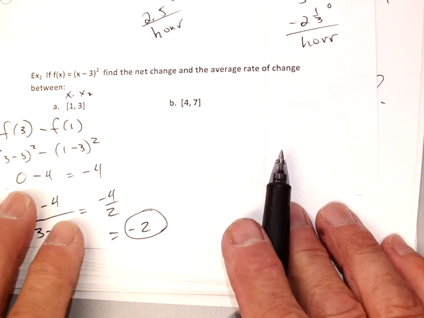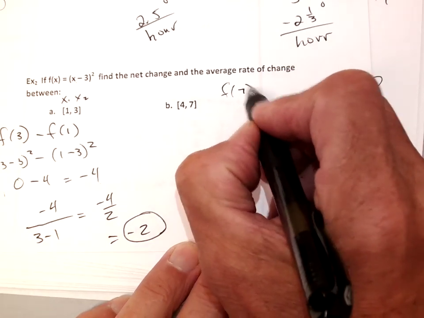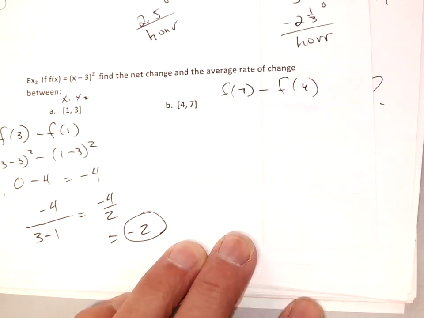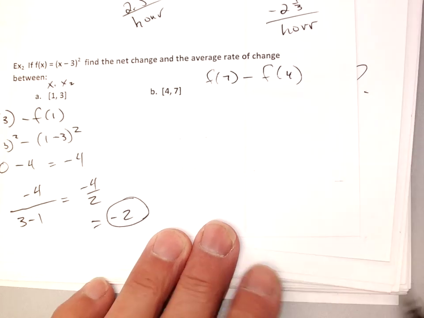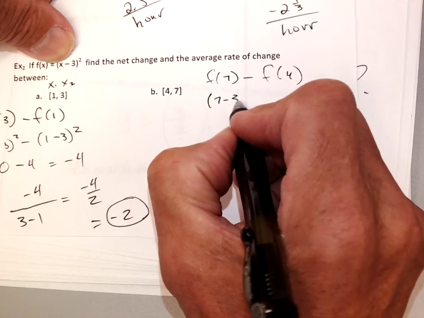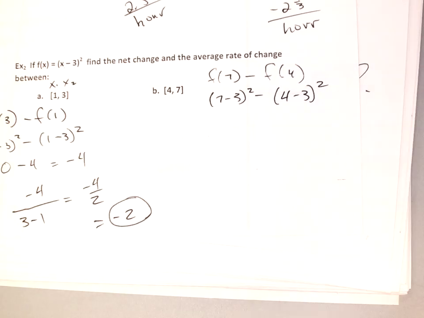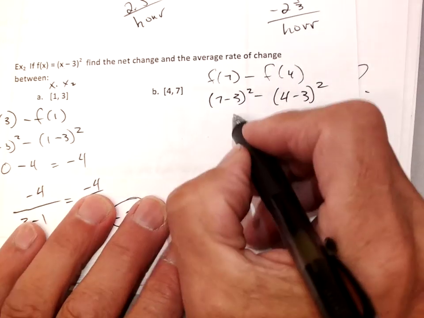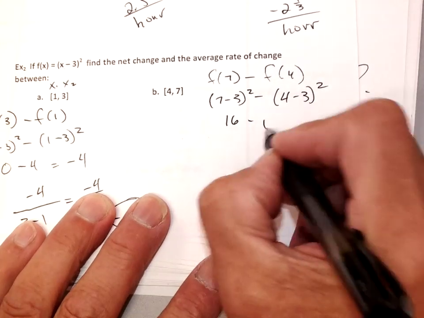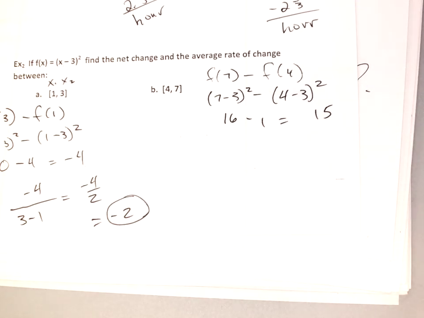Now, from 4 to 7. Same thing. I want to take my f(7) minus my f(4). Plug in 7, plug in 4, right? So I'm going to have (7 minus 3) squared minus (4 minus 3) squared. This is my net. My net's just saying how much the y's changed. You with me? You getting the idea? So 4 squared is 16 minus 1 squared is 1. So it changed 15 units. It went from a height of 1 to a height of 16, okay?